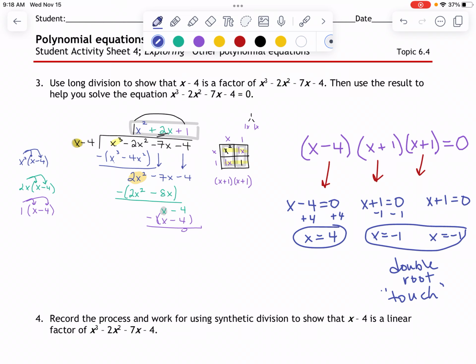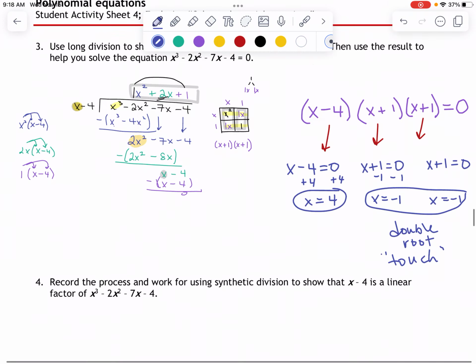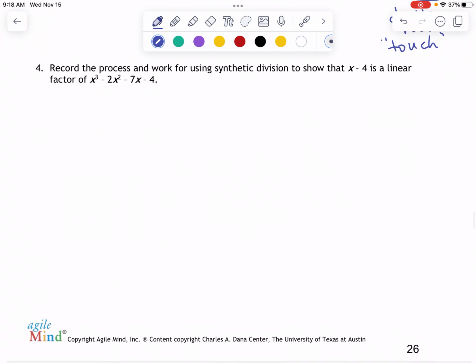All right. Well, long division is all fine and good, but there's a faster way. There's this other thing called synthetic division. I prefer synthetic division. If we're dividing by x minus 4, I'm going to start by solving x minus 4 equals 0. To do that, I'm going to add 4 on both sides, and x equals 4.